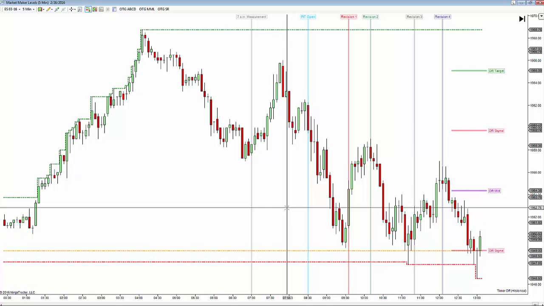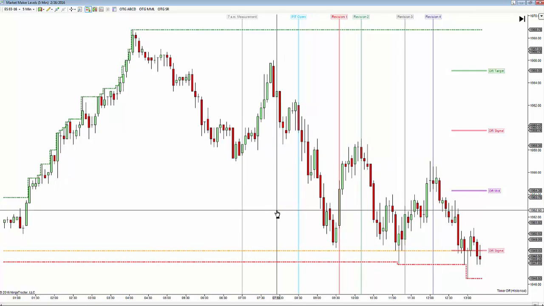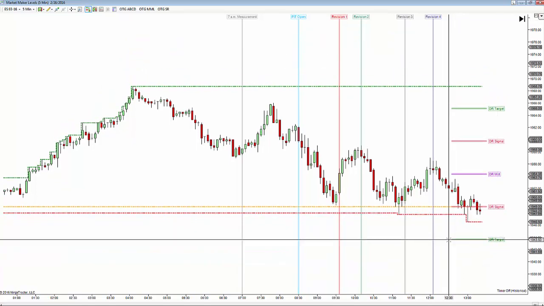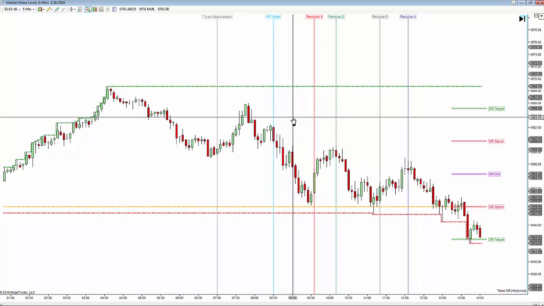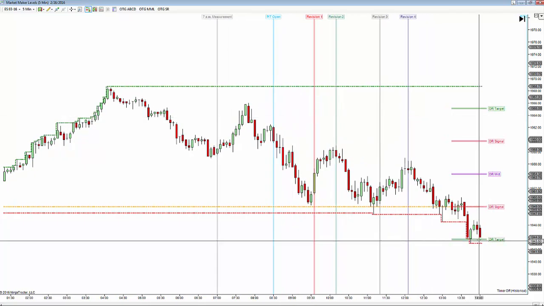Once you get it closed below that revision signal, which is on this bar here, then you're looking for the market to reach out to the daily revision target, and then there it goes, right down to it. So these are our market maker levels.